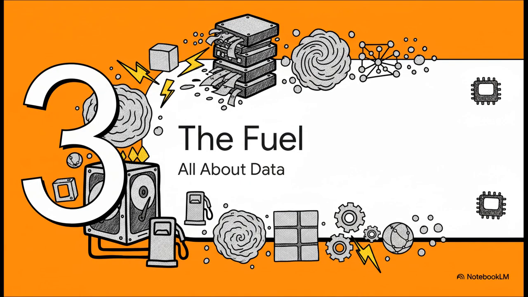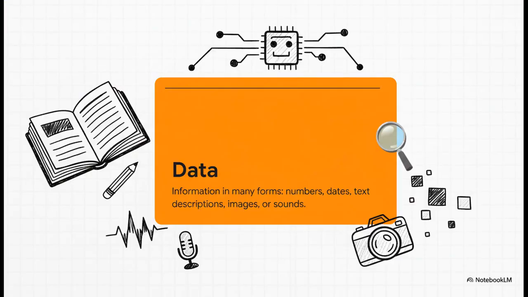Now here's the thing. All three of these learning methods, they have one thing in common. They all need fuel. And in the world of AI, that fuel is data. I mean, without data, the most powerful models in the world are just empty shells. They can't do a thing. So what do we even mean by data? At its core, it's just information.